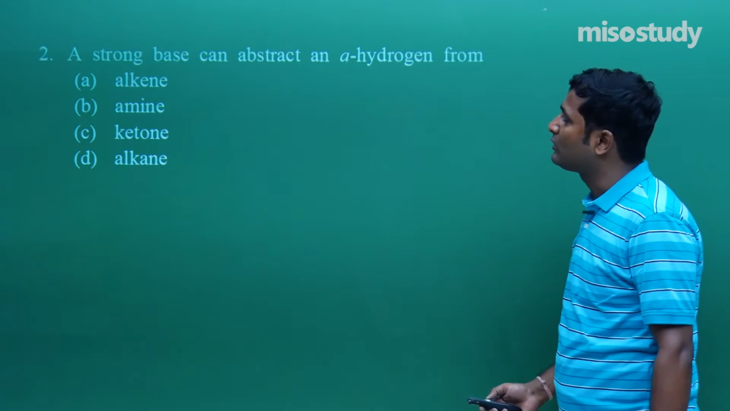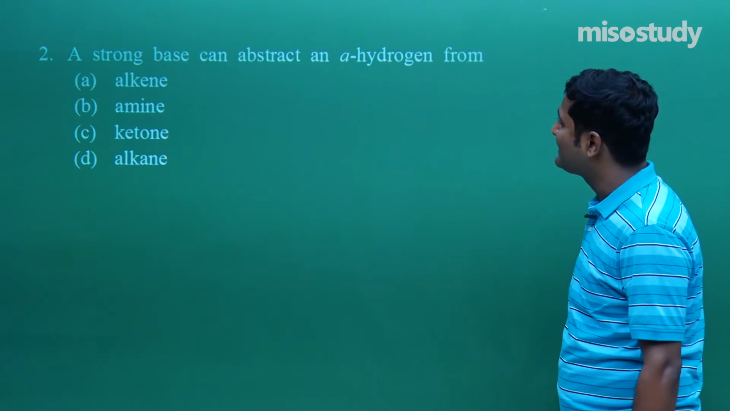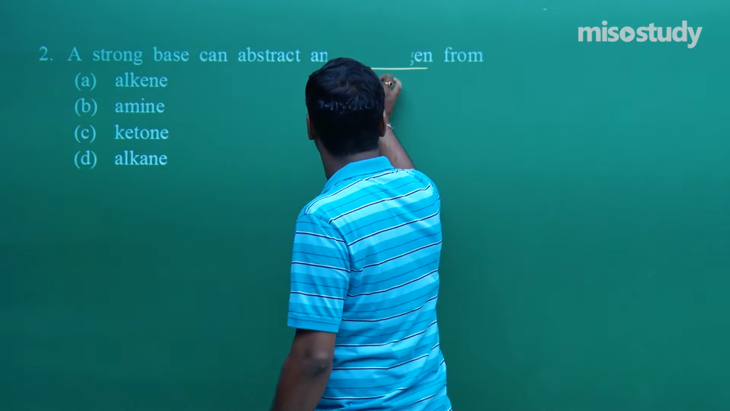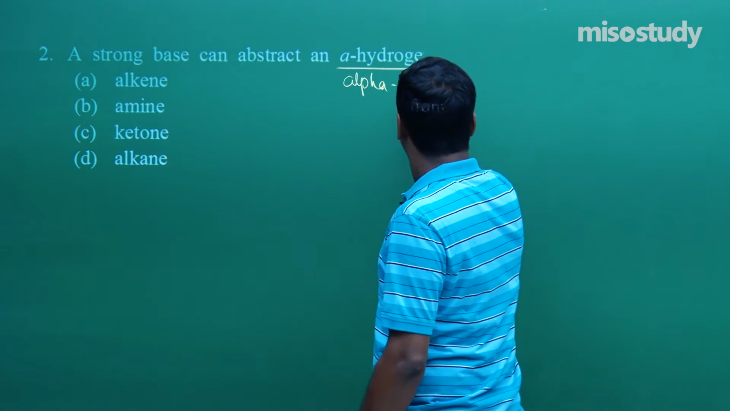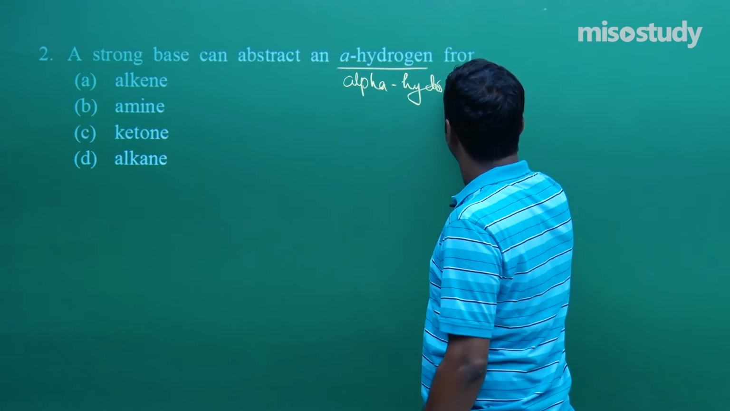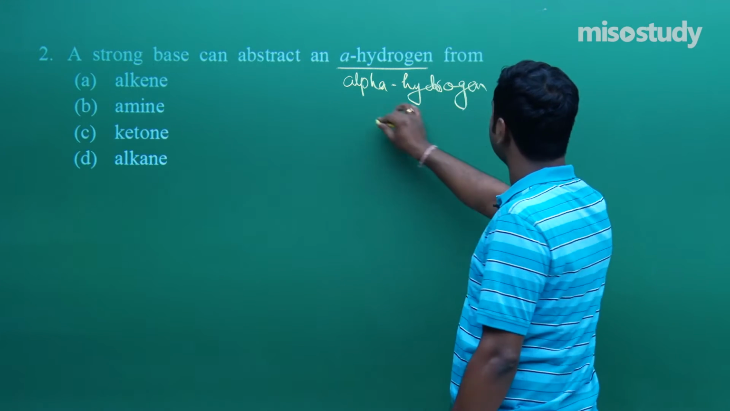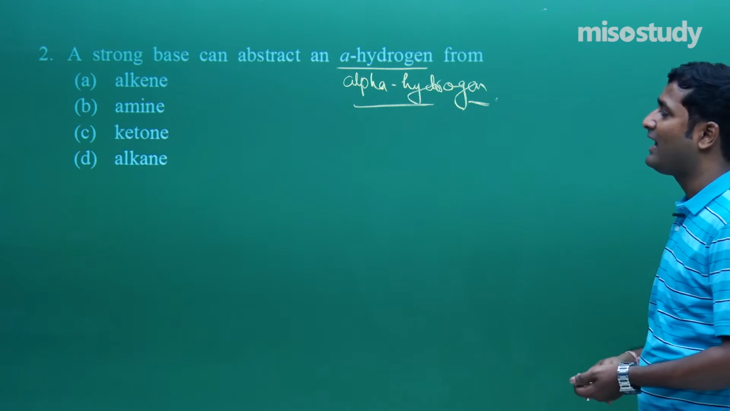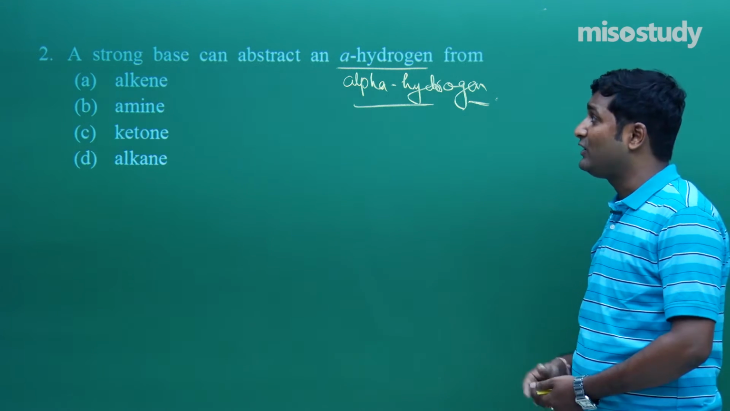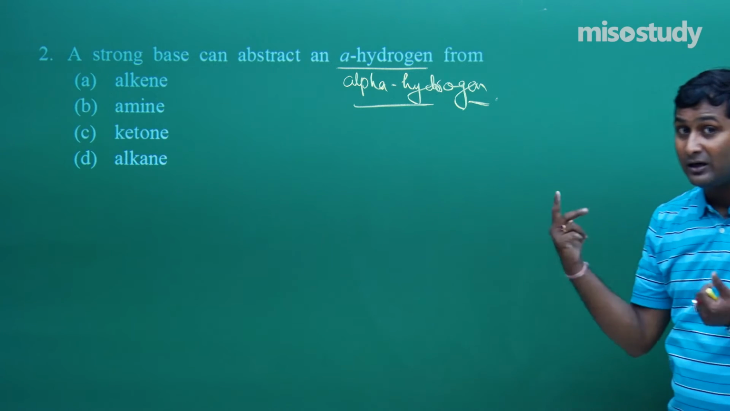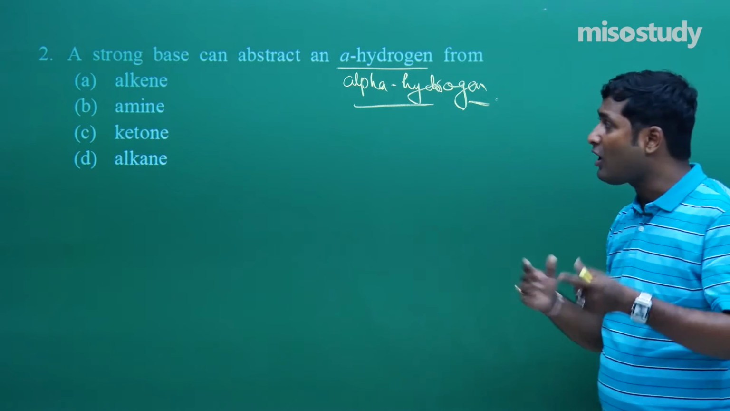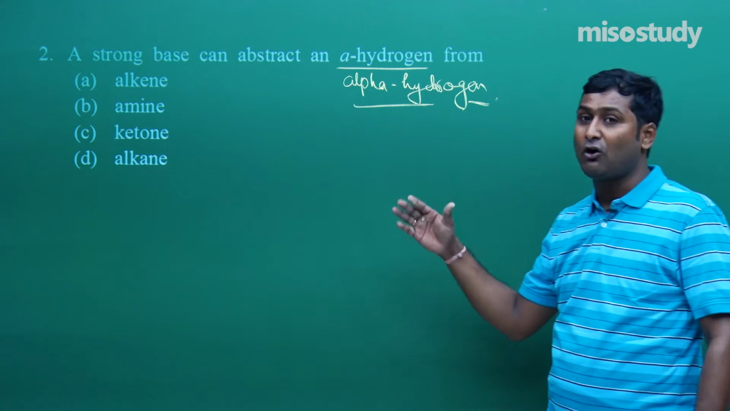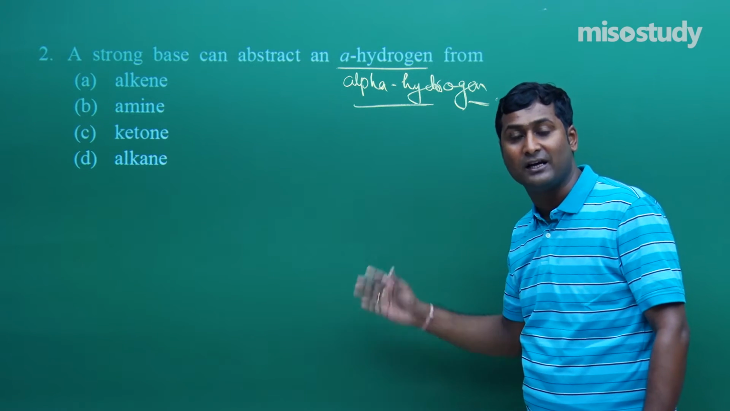Now, let's move to question number 2. A strong base can abstract an alpha hydrogen. This is the alpha hydrogen. Clear to you? What is given here? A strong base can abstract an alpha hydrogen. That means they are talking about aldol condensation.